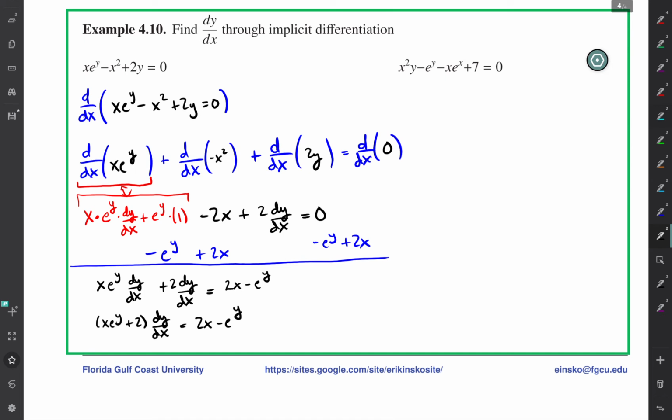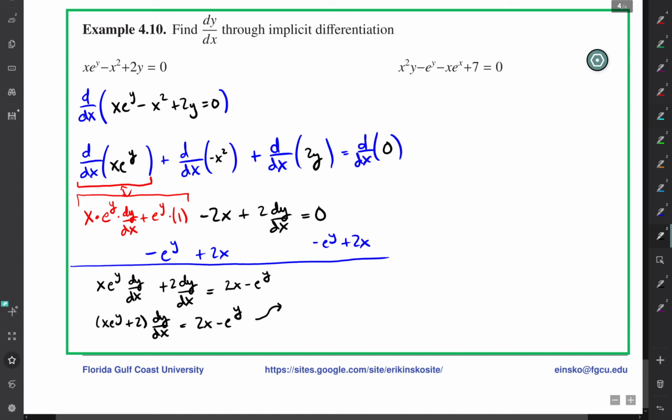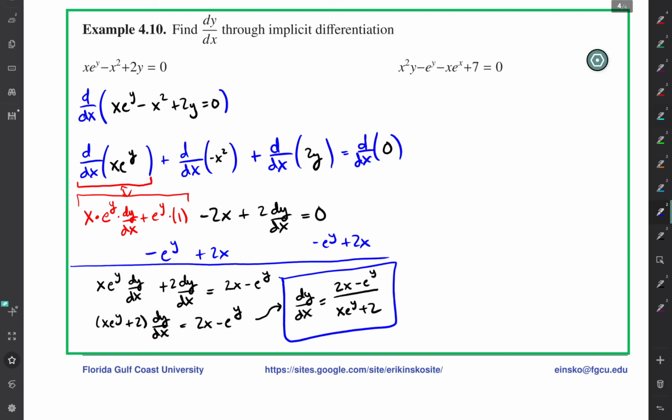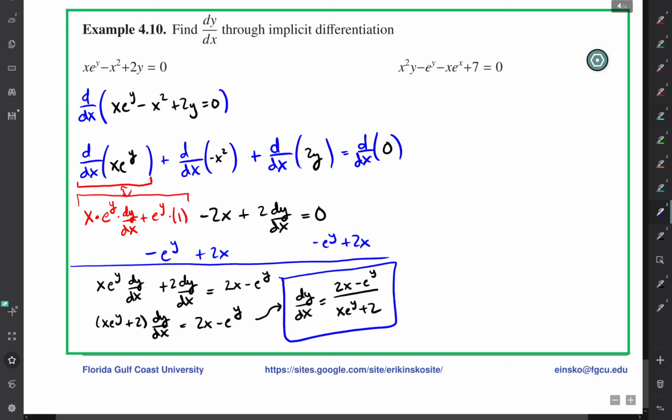And so now what you want to do is just divide both sides by x e^y plus 2. When it's all said and done, you get dy/dx equals 2x minus e^y all over x e^y plus 2. And that will be the slope of your tangent line. You can just plug in any point (x, y) on the curve given by that equation, and it'll give you the slope of the tangent line. Okay. Because it's a longer problem, I'll do the second problem in just a second.